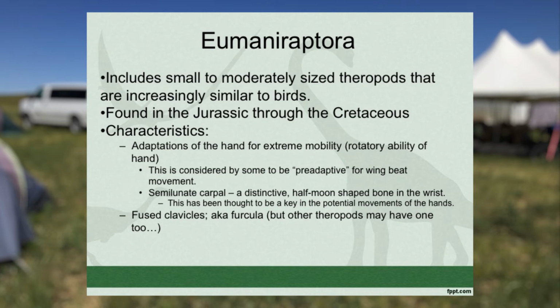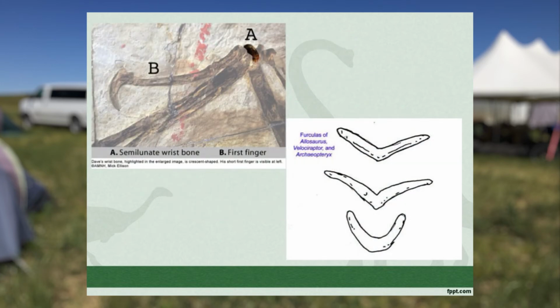Now we also see fused clavicles. We also call fused clavicles a furcula. They're finding more and more furcula in other theropods, but for the most part, it's just this group. So that's another characteristic that birds have. And here's an example, a semilunate wrist bone. You can see just that extra bone allows a little more flexibility. And here would be both clavicles fused into one, this whole piece together. Well, this is 3 different animals, but with both clavicles fused here, the whole thing would be a furcula.